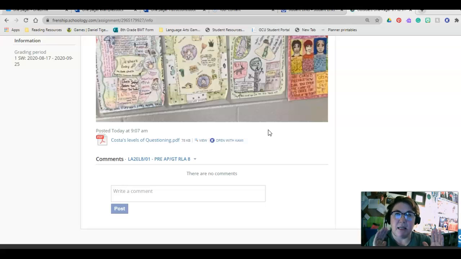Level 2 are things like compare and contrast. What are similarities and differences? So you have to read between the lines to answer those. And then level 3 are the higher level evaluative questions, so making a judgment or making an analysis of it.